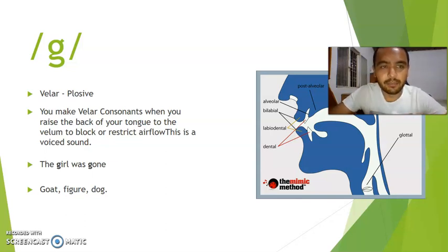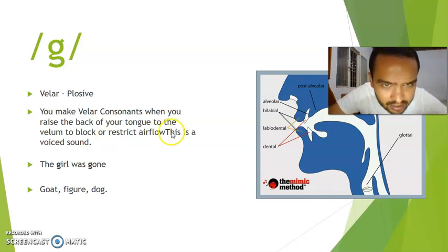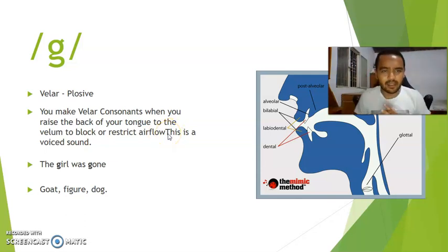It is velar and plosive. And you make velar consonants or velar sounds when you raise the back of your tongue to the velum to block or restrict the airflow. This is a voiced sound. So you block the air with the tongue, but in the back part of your mouth.